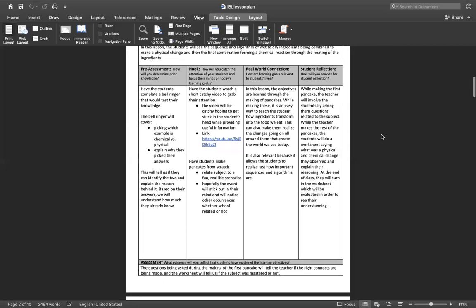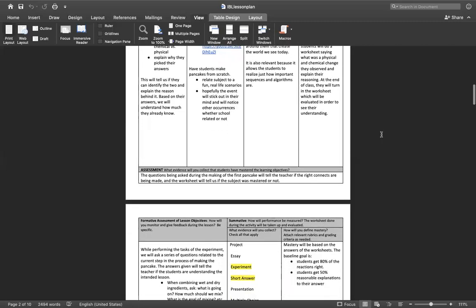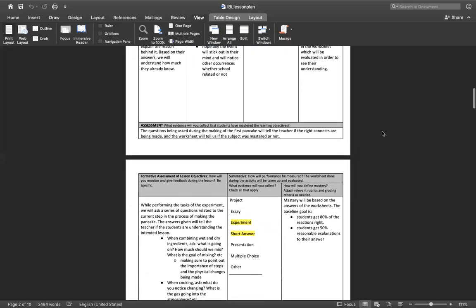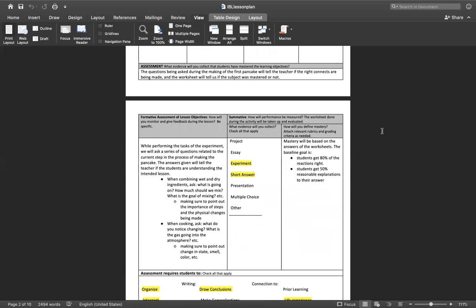For the assessment, the questions being asked during the making of the first pancake will be able to tell us as the teacher if the right connections are there and if they're being made. And then the worksheet will tell us if the subject was mastered or not. So for the formative assessment of lesson objectives, while performing the task of the experiment, we're going to ask questions as we go through related to the current step in the process that we're on.